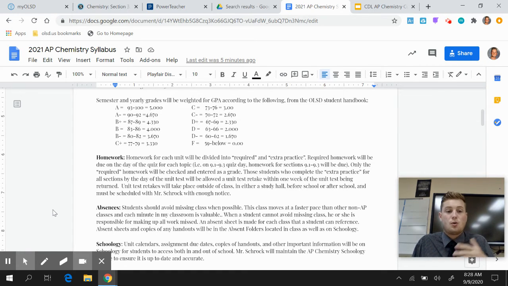So what will happen is your student will take a test. Once the test is taken, I'll grade it, and once the grade is given back, your student has 7 school days to tell me they want to take a retake, which part they want to retake, and then take the retake. So there's that 7-day period in which they're allowed to do so, as long as all of their extra practice has been completed on top of the required practice.